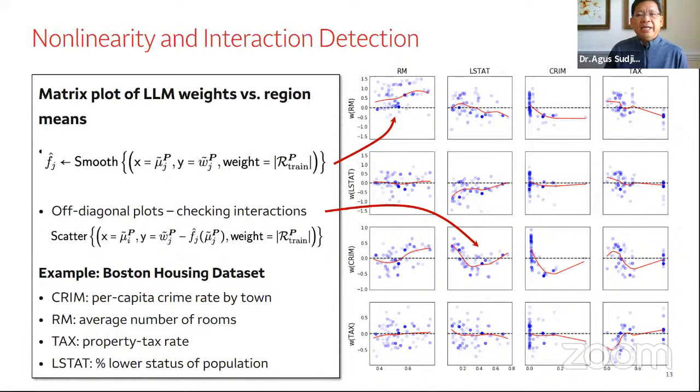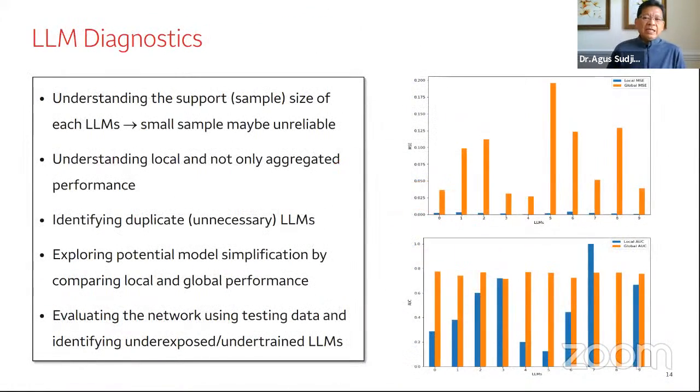So I'm plotting the centroid of each region and the weight. The diagonal gives you the main effect, and then the off diagonal, after you remove the main effect, you plot the same thing, and you can get the interaction effect. For example, how the crime rate interacts with the lower status of the population for house price, right? So you can get this as well. This is very, very important in the diagnostic.